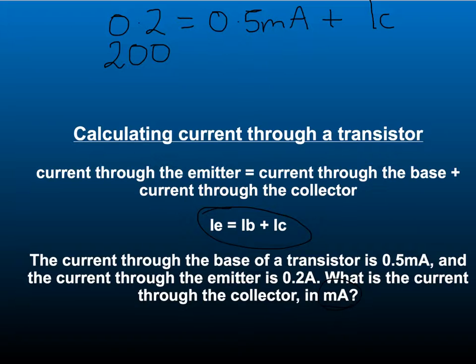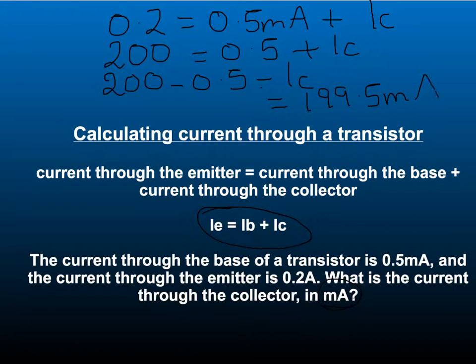That equals 0.5 milliamps plus the current in the collector in milliamps. Then we do our simple subtraction. 200 minus 0.5 equals the current in the collector, which is equal to 199.5 milliamps.